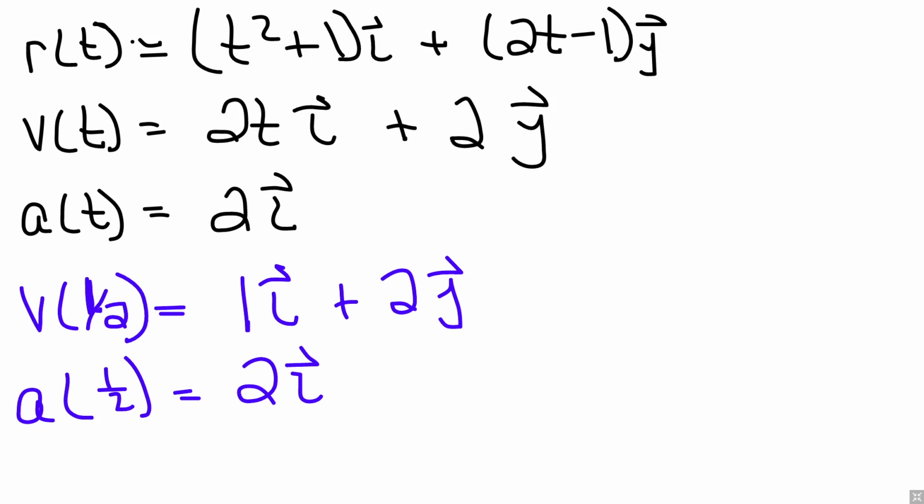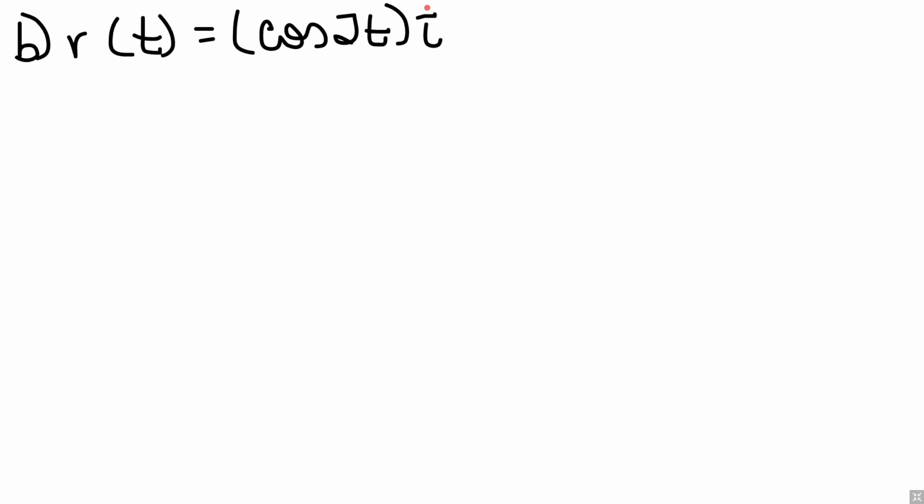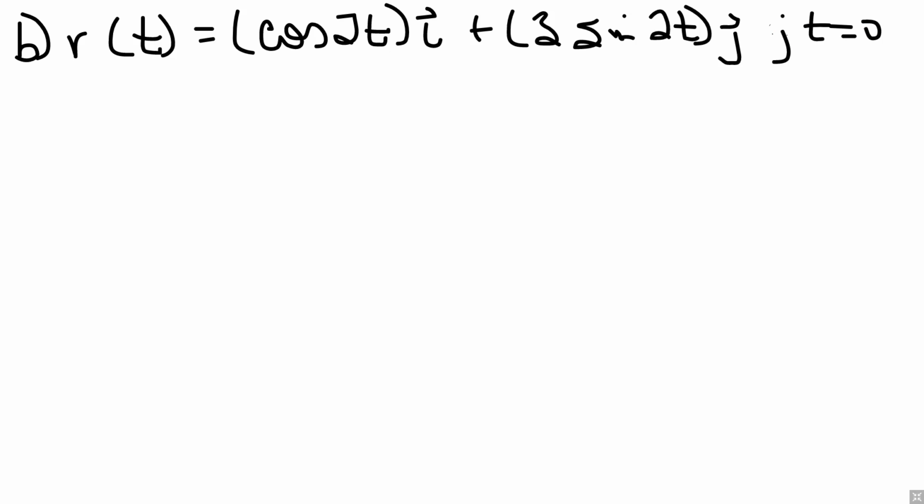Okay. So next, let's take a look at the next example. We have that r of t is equal to cosine of 2t in the i direction plus 3 times the sine of 2t in the j direction, and we are also given a value at t equals 0.